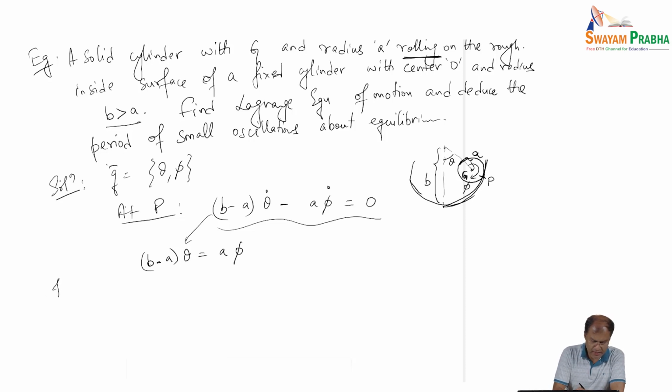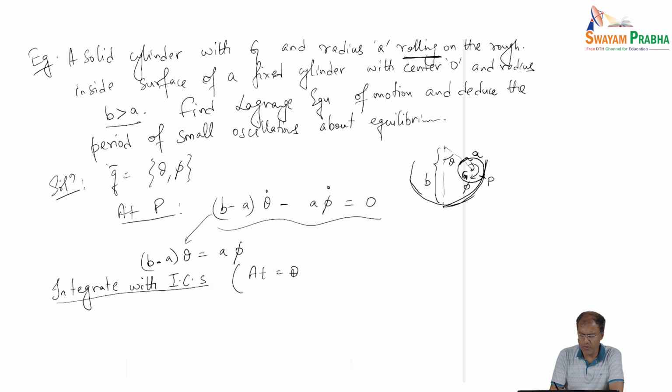So we integrate with our initial conditions. We can assume that at t equal to 0, theta equal to phi equal to 0. What we get is that B minus A times theta is A times phi, with the zero initial condition.